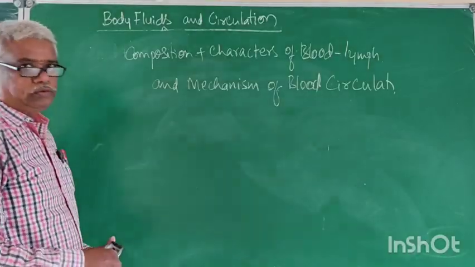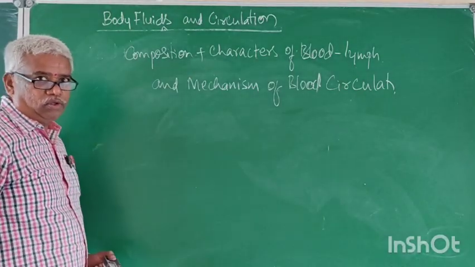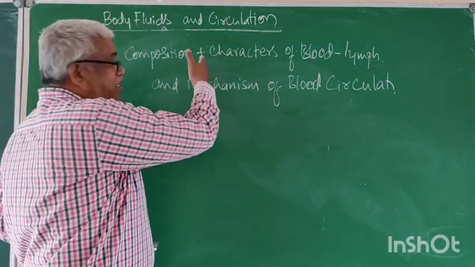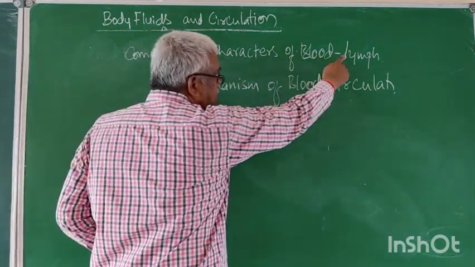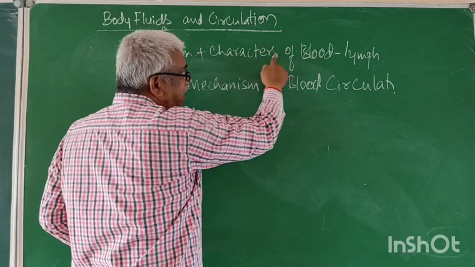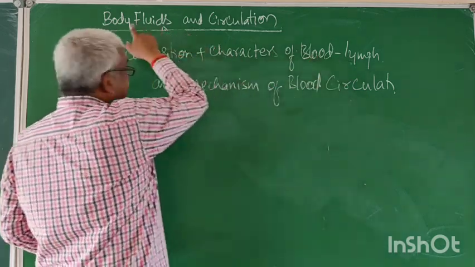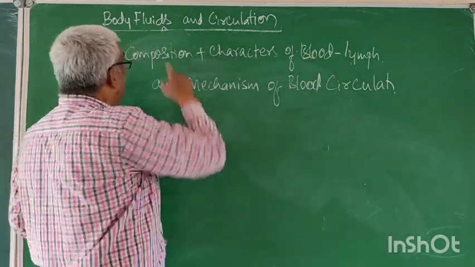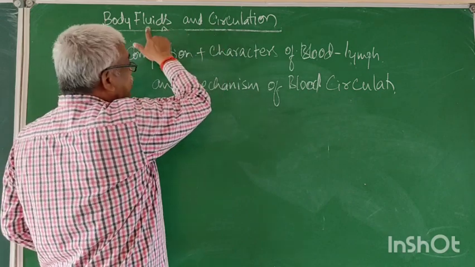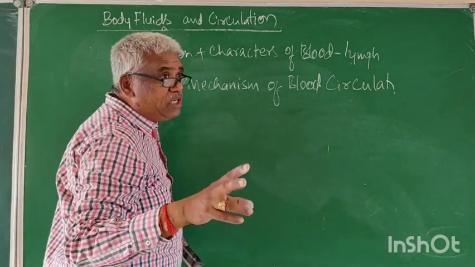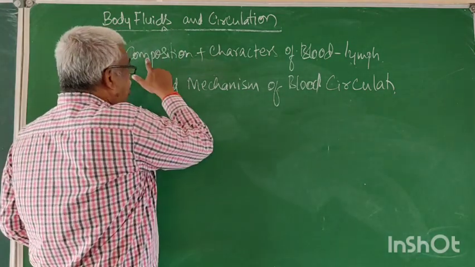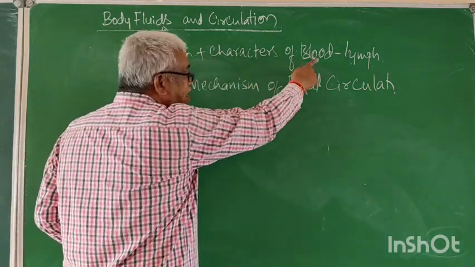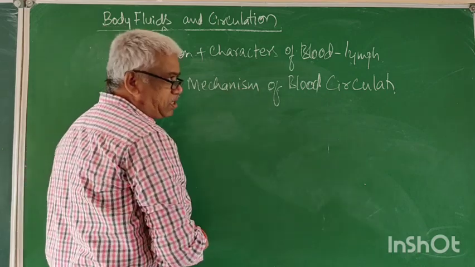Circulation. That means in this chapter, we can discuss the composition and characters of blood and lymph. What is the name of the chapter? Body fluids and circulation. The two major body fluids in our body are blood and lymph. Now, composition and characters of blood and lymph and mechanism of blood circulation.